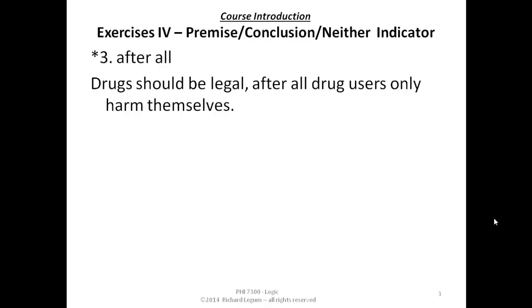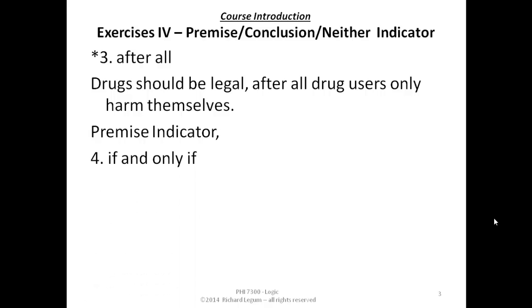Thus, or as a result, it looks like "after all" is not only something you will find on the list, but you see "after all" indicates that what it's coming after is a reason for what came before. In other words, it indicates a premise. So that is a premise indicator. Let's go on to number 4.